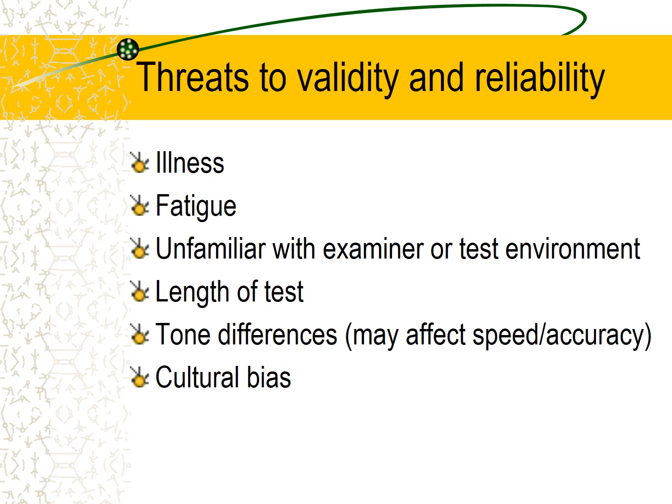Threats to reliability and validity. So again, if a child's not feeling well, they may not have a true score. They may not have a valid or reliable score. They may be ill. But remember that the purpose of doing a standardized assessment is to get a measurement based on that child's performance in that particular instance. Okay? So fatigue, if the child's fatigued. If they're unfamiliar with the examiner or the test environment. If the length of the test spans over a length of time. If there's muscle tone differences, it may affect speed and accuracy of how they do things. And then cultural bias is one as well.